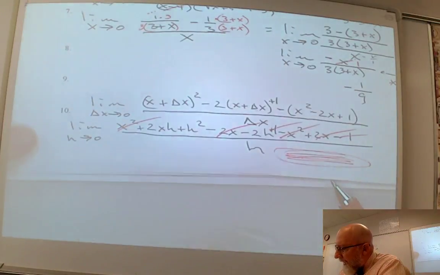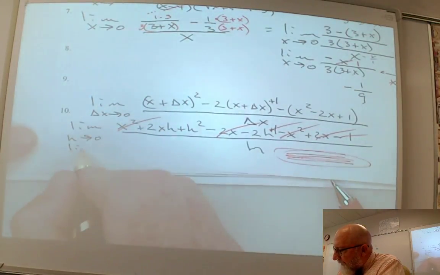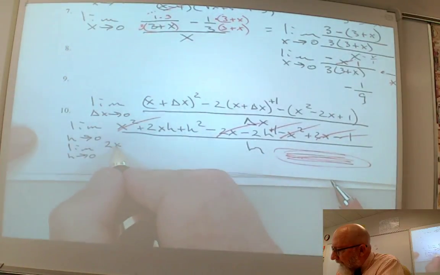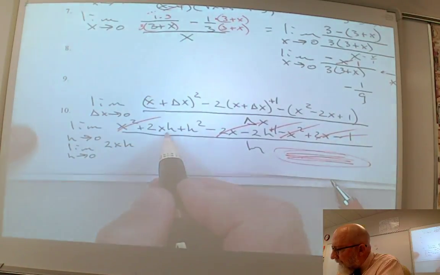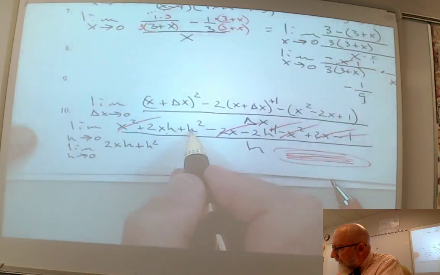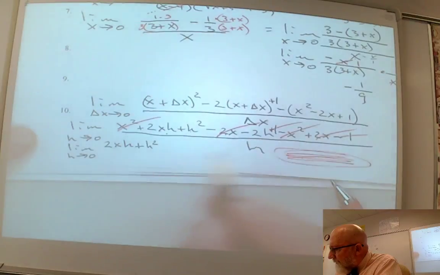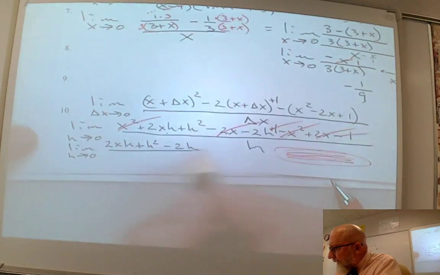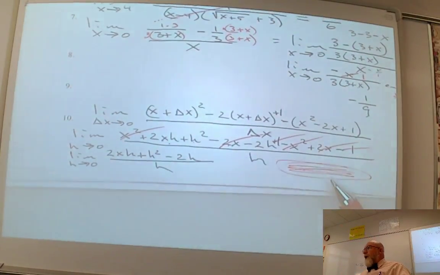So what do I have left? The limit as h goes to 0 of 2xh, that's this term, plus h squared, that's this term. This is dead. We'll finish this tomorrow. Okay? I'll do that all over tomorrow.